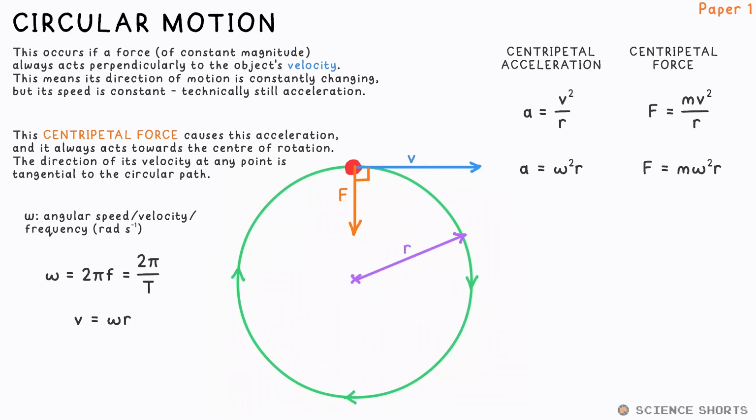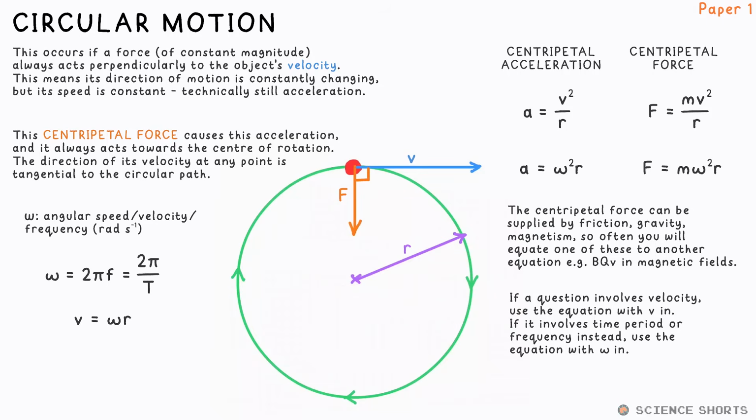Replacing v in our centripetal acceleration and force equations, we end up with the alternative versions: a equals omega squared r, and F equals m omega squared r. If you're given the time period, you use the omega versions and replace the omega with 2 pi over T. If you're given the actual speed though, you use the first equation, a equals v squared over r, or F equals mv squared over r. Similar to angular velocity, angular displacement is just how many radians an object has turned through.